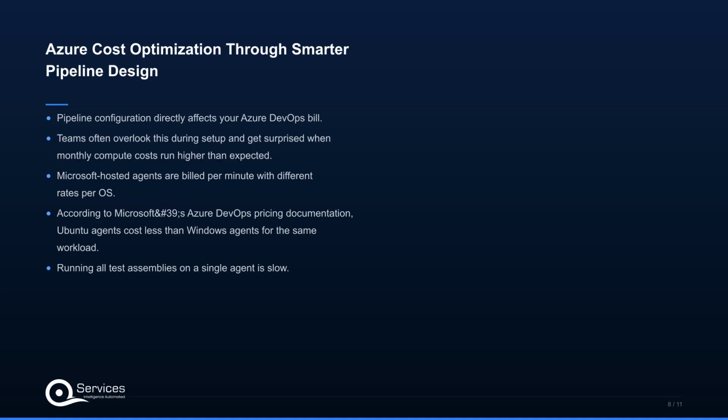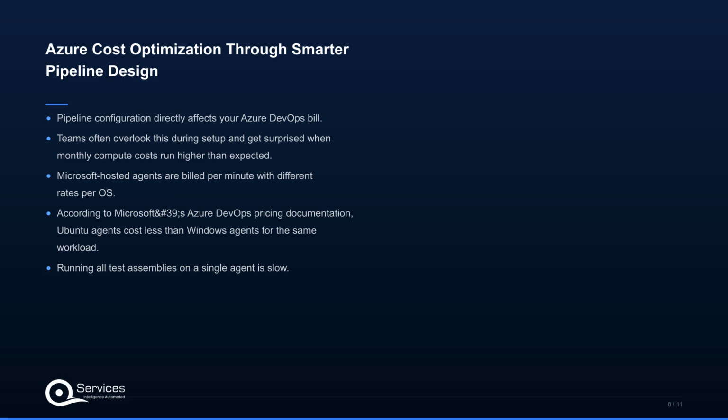Next up, moving on to Azure cost optimization through smarter pipeline design. Pipeline configuration directly affects your Azure DevOps bill. Teams often overlook this during setup and get surprised when monthly compute costs run higher than expected. Microsoft-hosted agents are billed per minute with different rates per OS. According to Microsoft's Azure DevOps pricing documentation, Ubuntu agents cost less than Windows agents for the same workload. For .NET 8 and above targeting Linux deployments, switching to is one of the simplest wins in an Azure cost optimization consulting engagement.